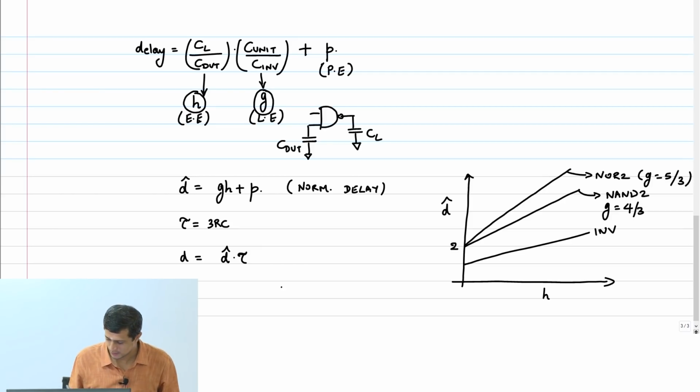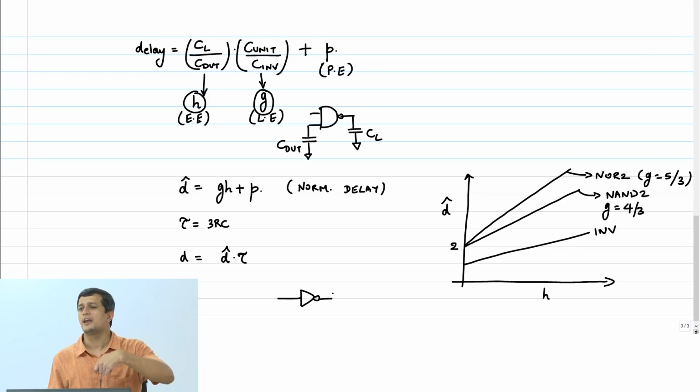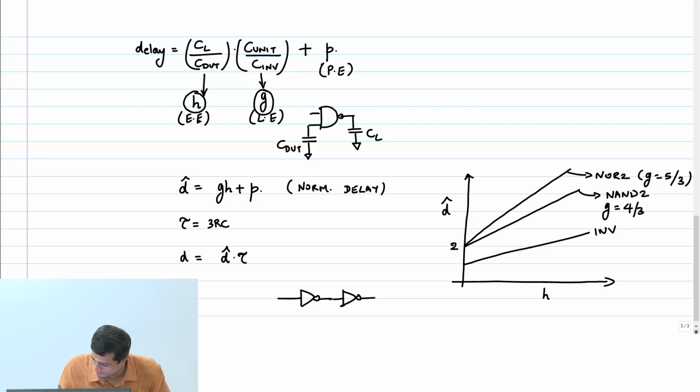Okay, so let us look at this thing. If I have an inverter driving 4 copies of itself, you remember this we called fan out of 4 delay, right? Because there are 4, the output is fanning out into 4 different gates and it is driving identical copies of itself. That's what we mean by fan out of 4.